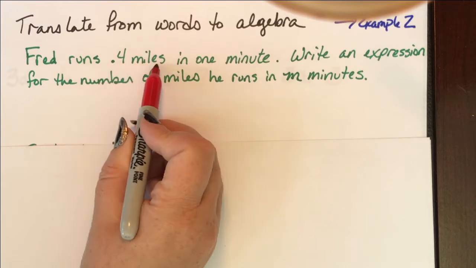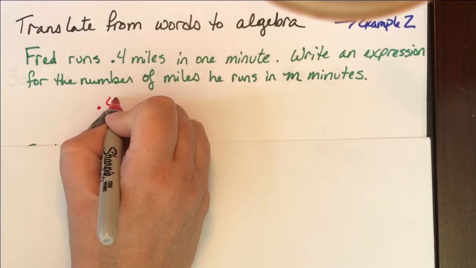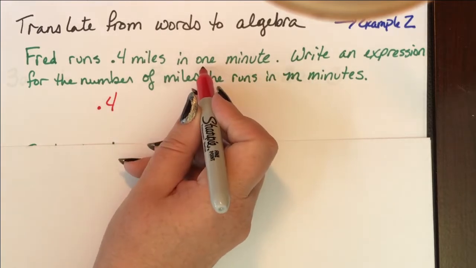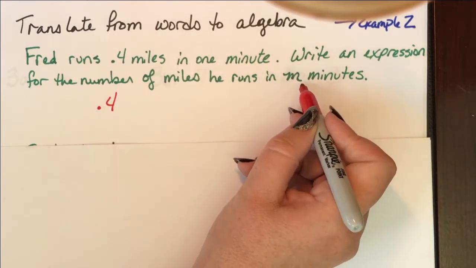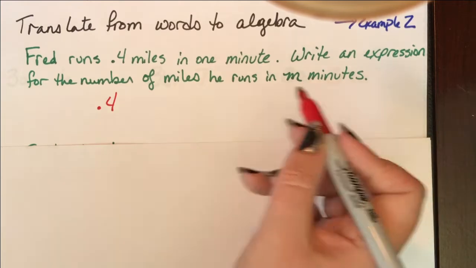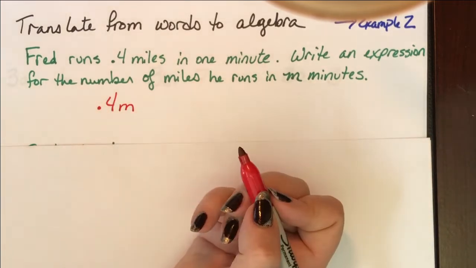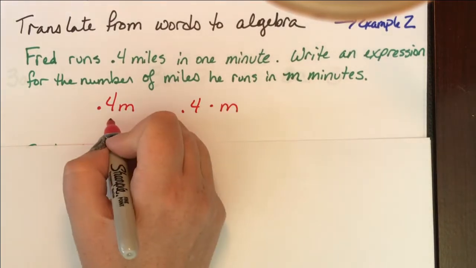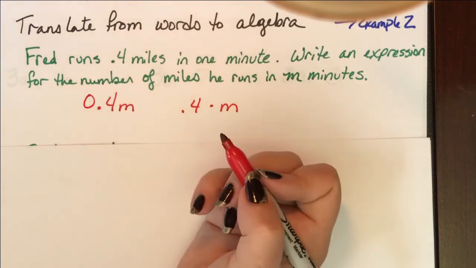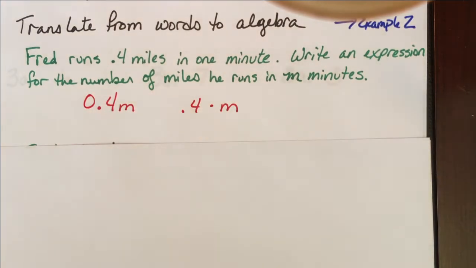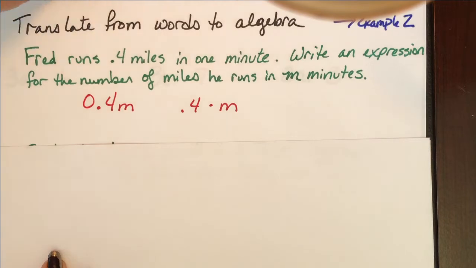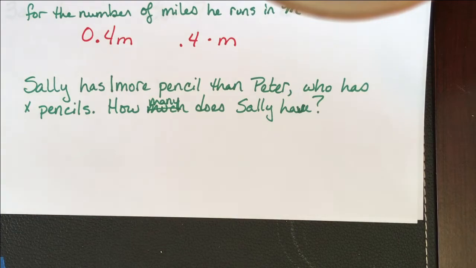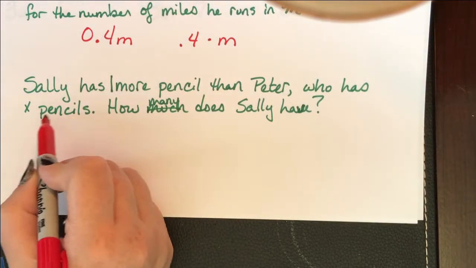So we're going to take our 0.4 miles. He runs 0.4 miles in 1 minute, because 0.4 times 1 is 0.4. But how many will he run in m minutes? So we're going to multiply 0.4 times m. And you can write it 0.4 times m if you'd like, but this is really the best algebraic way, and some people will argue the 0 in front. I don't care.